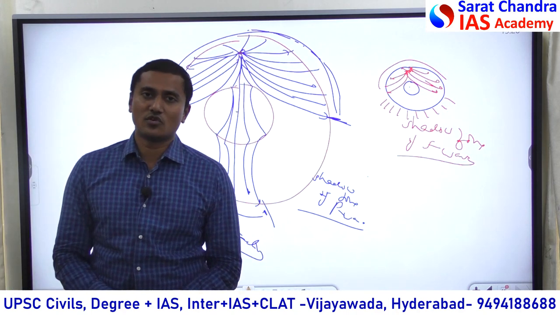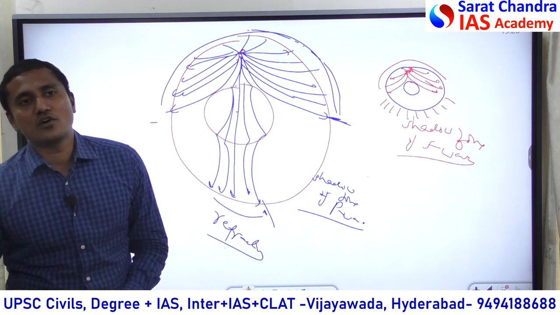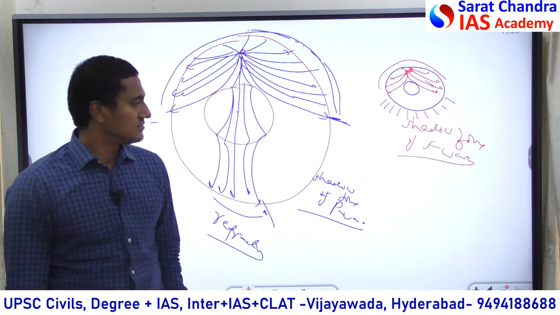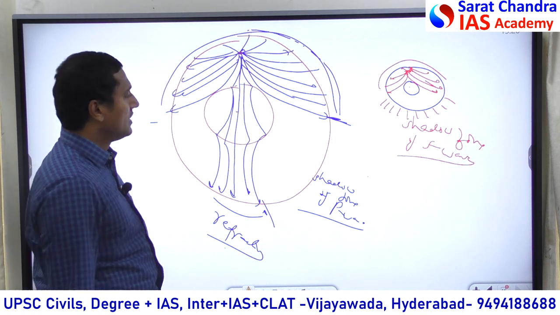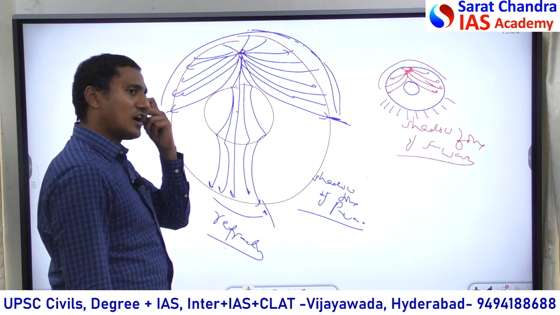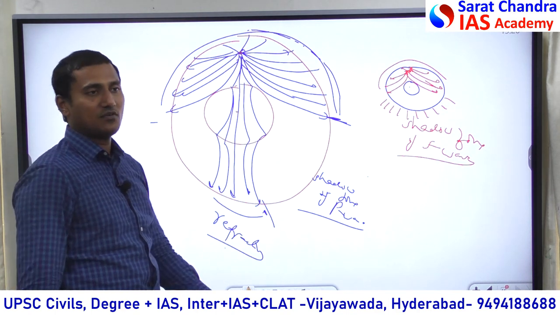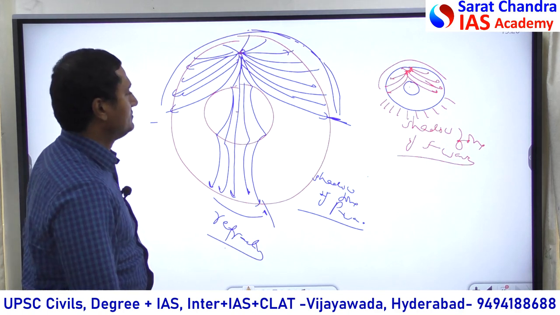Now tell me, whose shadow zone is more, P wave or S wave? The S wave shadow zone is more because it cannot travel in the liquid. Friends, the P wave shadow zone is only 120 degrees. The S wave shadow zone is far more than that, far more than 120 degrees. Okay. This is about shadow zones.